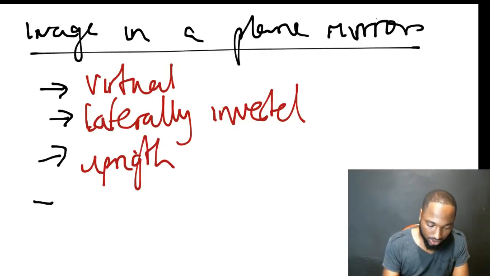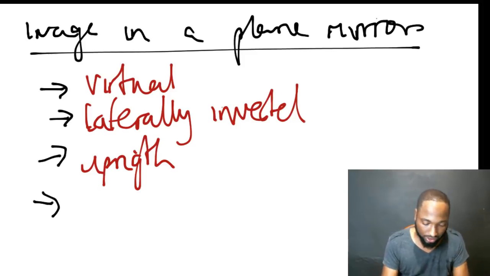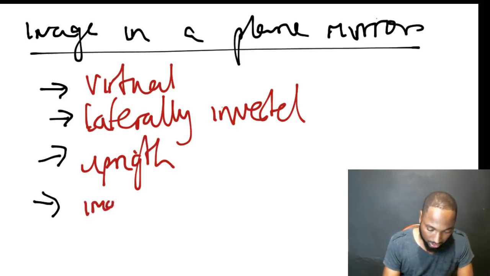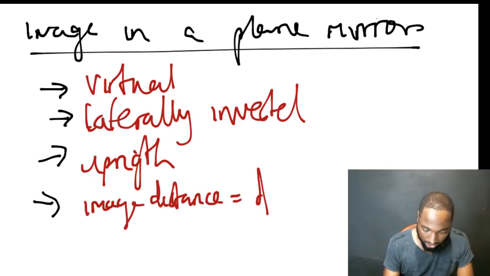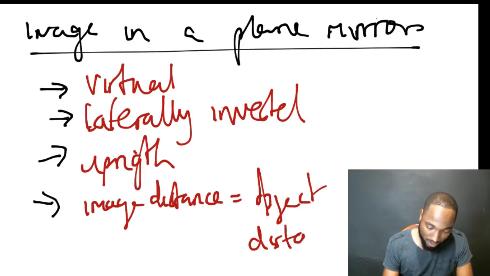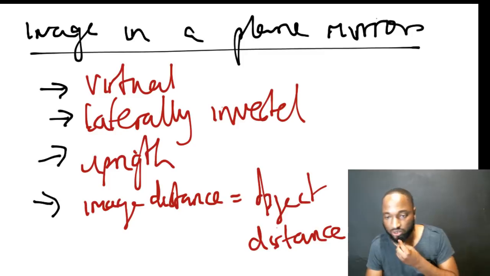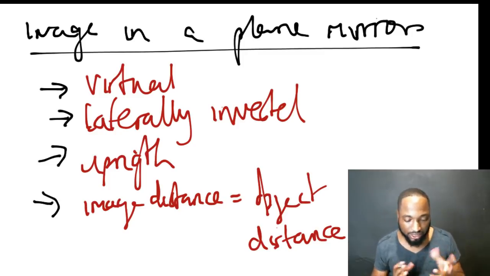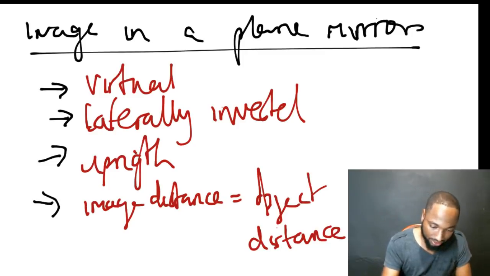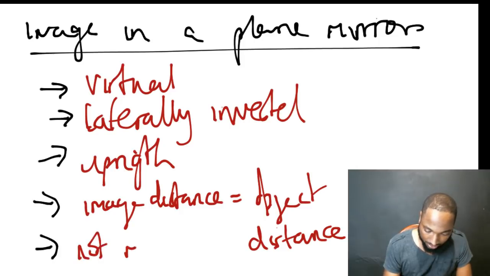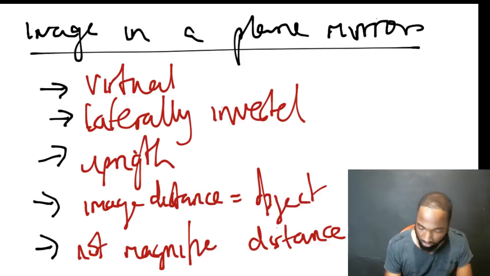Same distance from the mirror, so the image distance equals the object distance. Let me just write it like that. The image is the same distance from the mirror as the object is. Image distance is equal to object distance. Same size, yeah, same size. Not magnified.